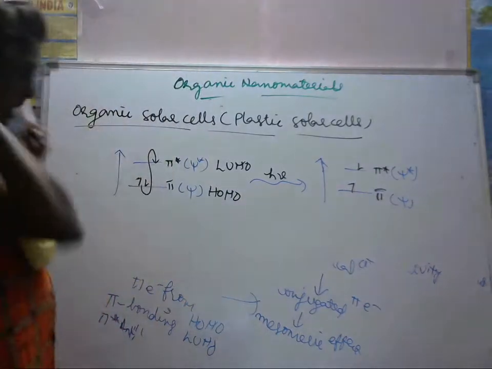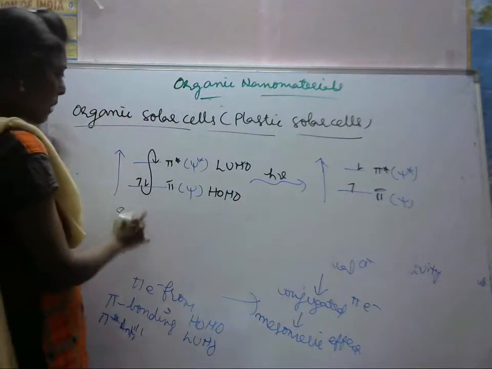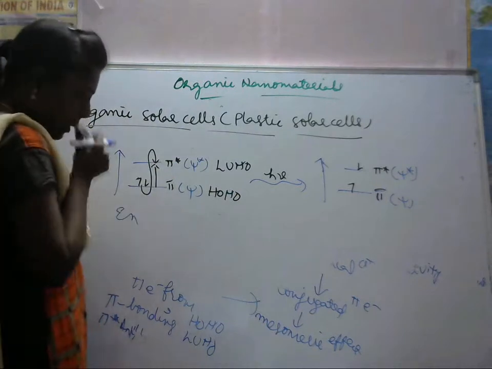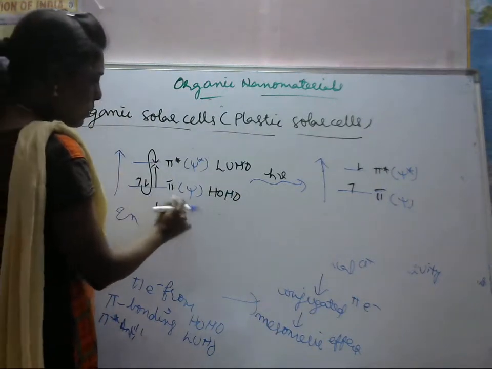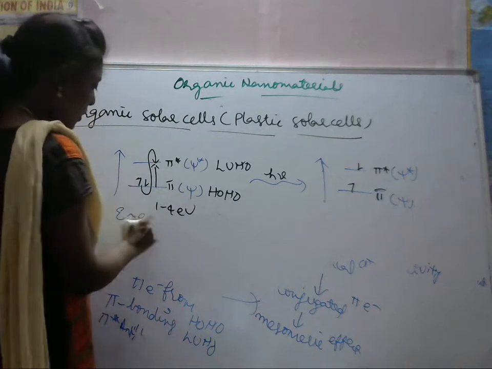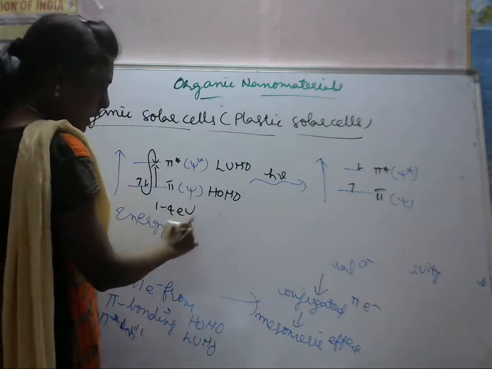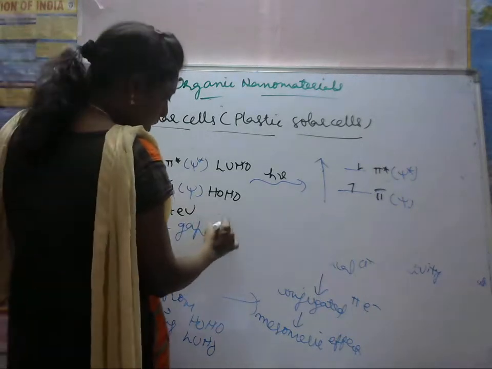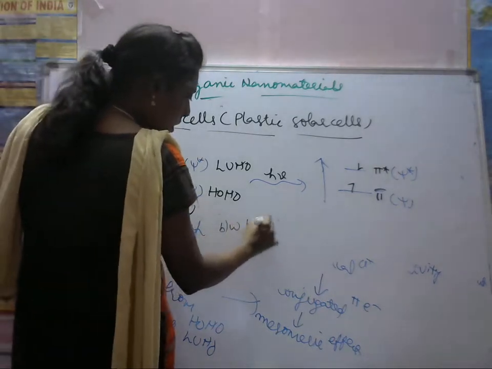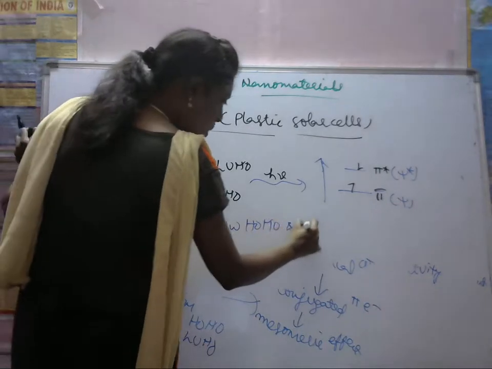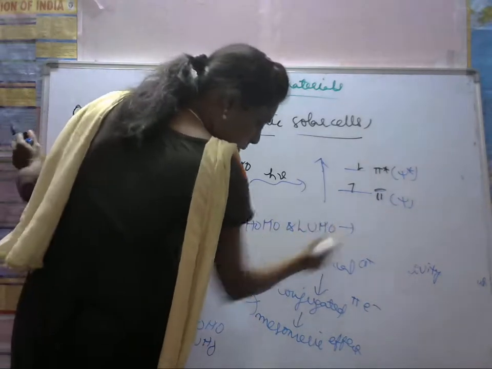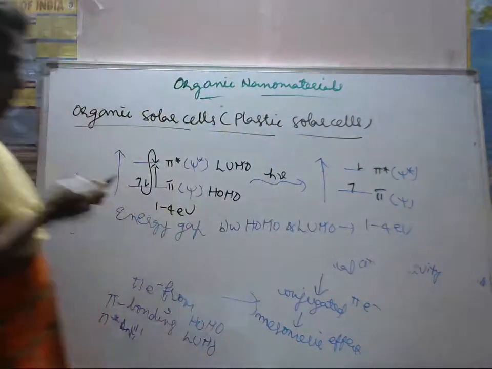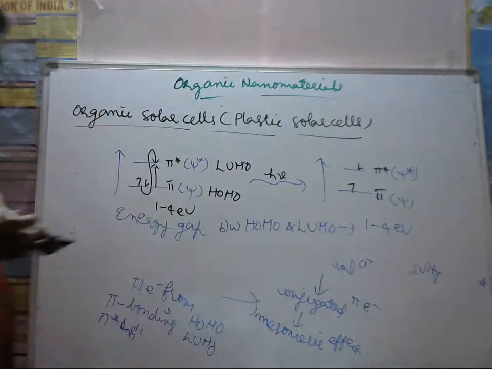Here, what is the energy gap? The energy gap between HOMO and LUMO is 1 to 4 electron volts.